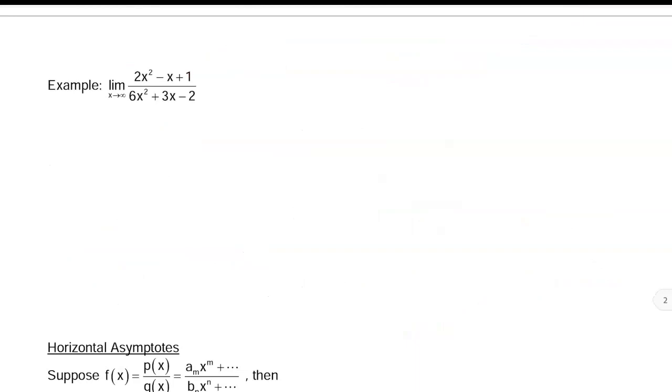Okay, I decided to look at a more interesting example. In the denominator, the dominating term is 6x squared. So you can argue as x approaches infinity, the quantity 6x squared is also approaching infinity. So it looks like the limit is infinity over infinity.